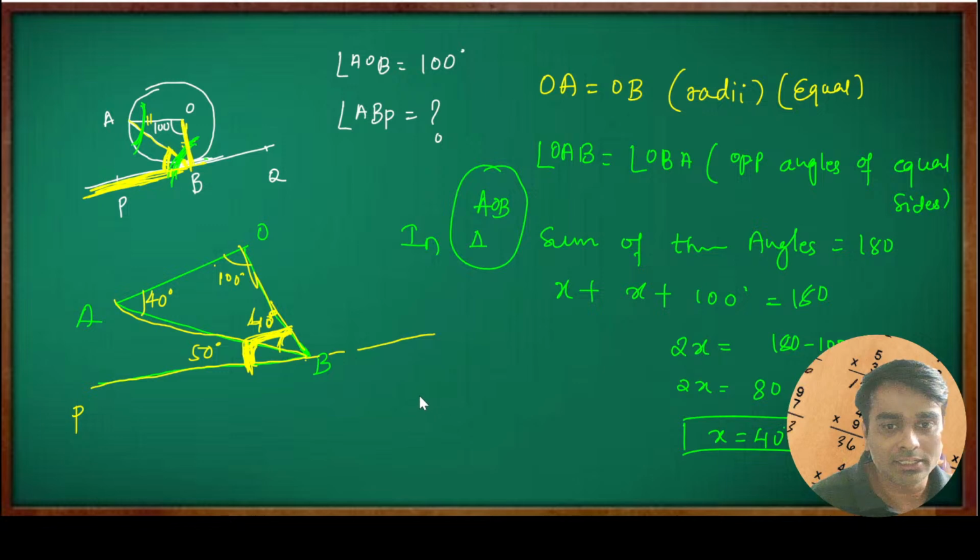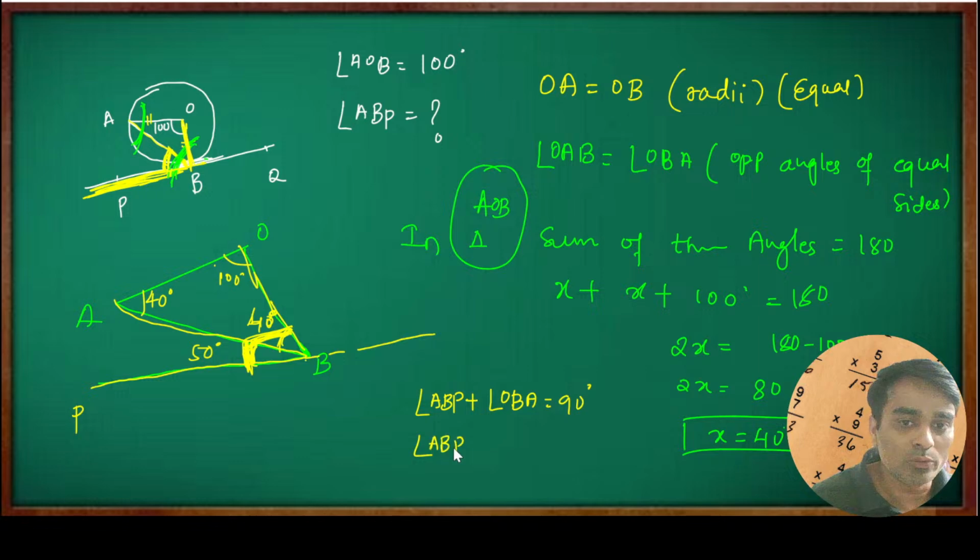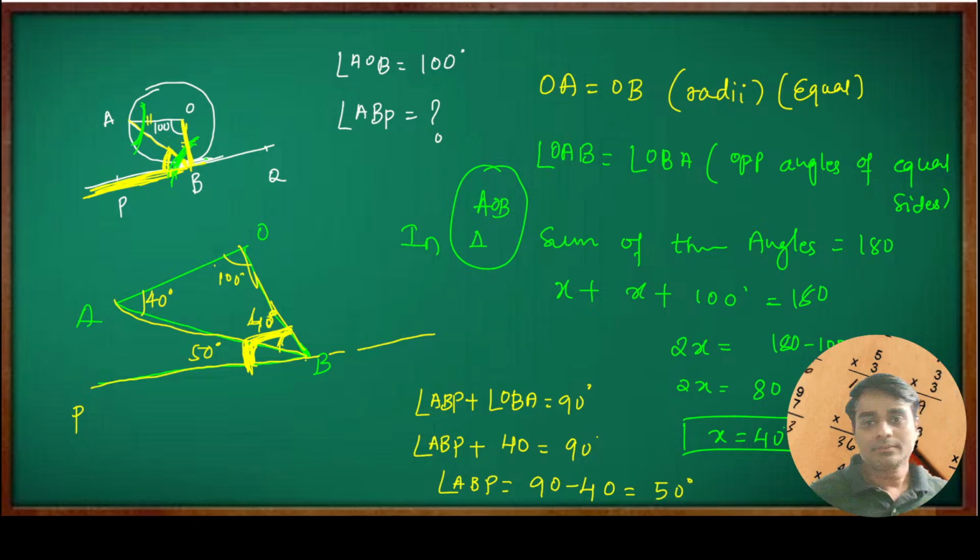So I will write here if you want. Angle ABP plus angle OBA is equal to 90. So angle ABP we want, plus OBA is 40 degree, is equal to 90. Then angle ABP will be 90 minus 40, which is 50 degree. Hope this is clear. Yes, 50, correct.